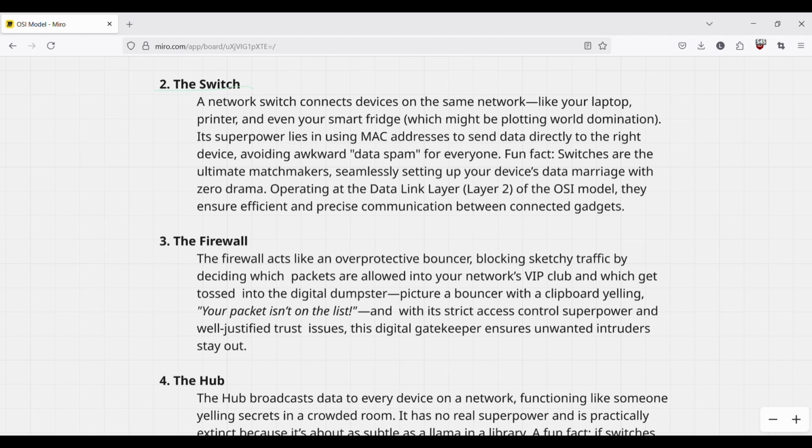Operating at the data link layer, which is layer number 2 of the OSI model. They ensure efficient and precise communication between connected gadgets.